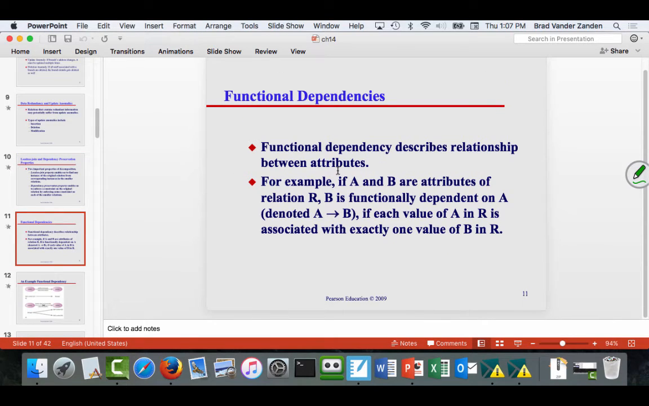Okay, so functional dependencies are huge in normalization, and you are familiar with them. It's just saying that if A and B are attributes and A uniquely determines B, then we say that B is functionally dependent on A. And instead of saying f of A equals B, we write it as an arrow. So we say A arrow B, meaning A determines B.